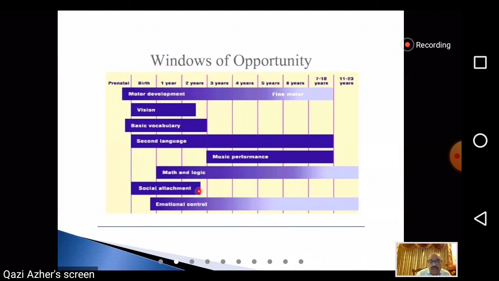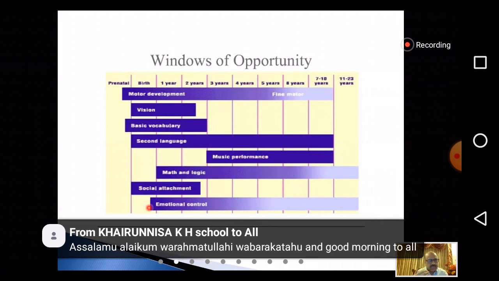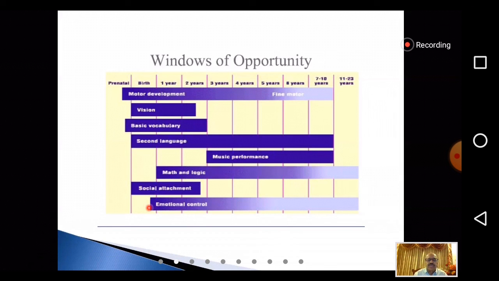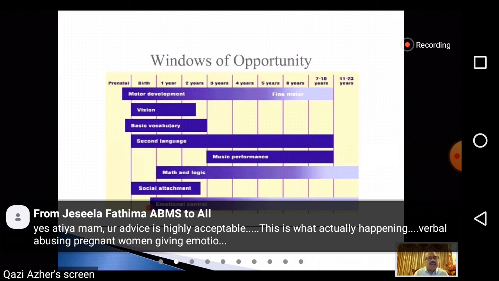Then comes the emotional. Emotional development starts somewhere around 6 to 8 months. They get emotionally attached, and not only emotionally attached. If you look at them and say harsh words to them, they start crying. Why? Because they have the emotional attachment to you. If you make them happy, they are happy and come and hug you, kiss you. So this is the emotional.